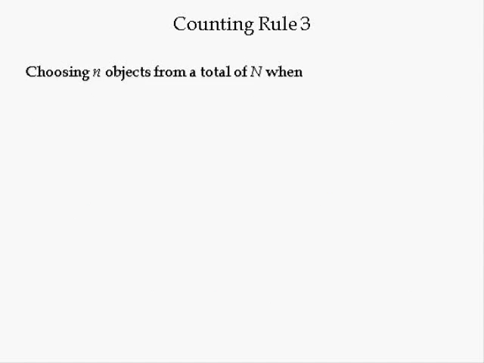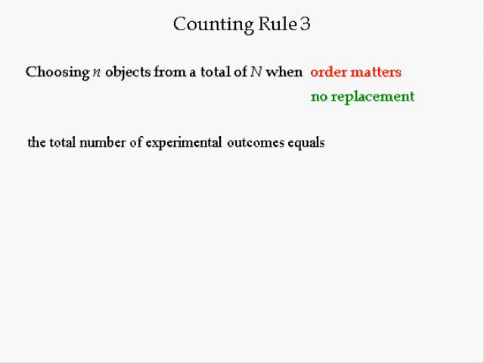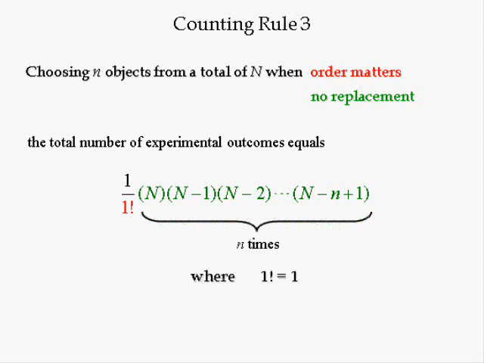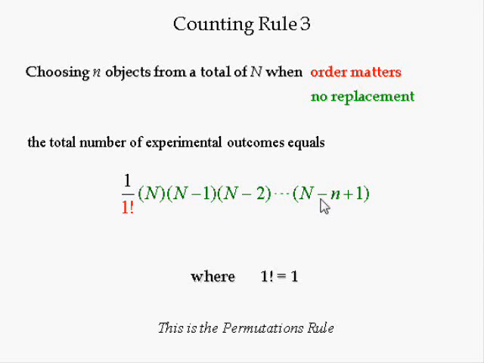Counting rule 3 applies when order matters and there is no replacement. The total number of experimental outcomes equals 1 divided by 1 factorial times n times n minus 1 times n minus 2, and so on, times n minus n plus 1. Again, 1 factorial equals 1, and there are little n of these products. This is the permutations rule.